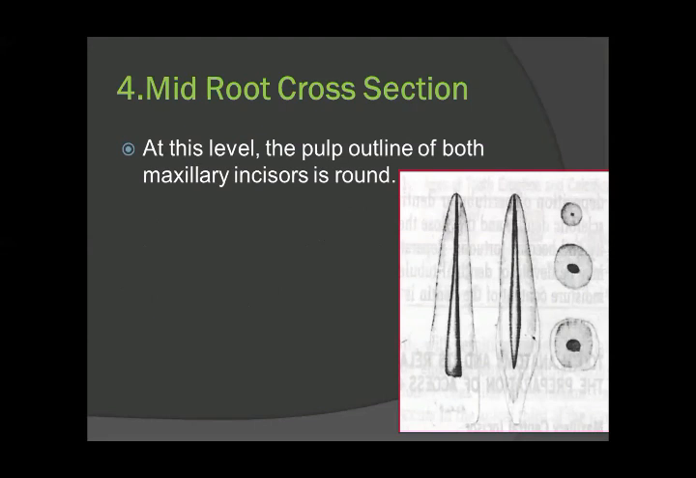And fourth, mid-root cross section in central incisor. At this level, the pulp outline of both maxillary incisors is rounded.